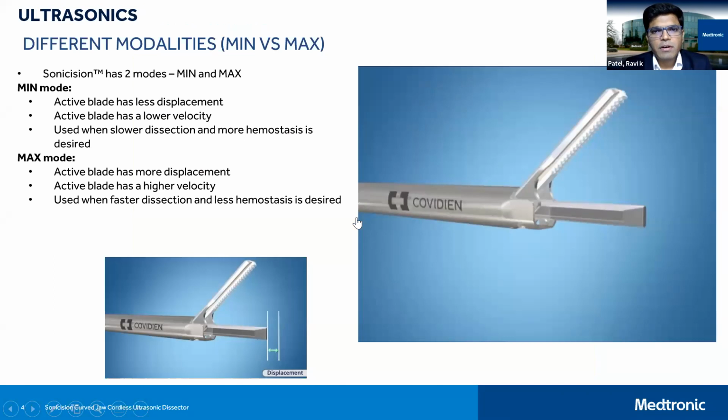Our Sonicision ultrasonic dissector, the first generation device, was launched in 2013. That is the world's first cordless ultrasonic dissector. We received a Red Dot Award for medical design, and at the same time, we also got the Gold Medical Design Excellence Award. They were awarded for the Sonicision cordless ultrasonic dissector because this was the world's first cordless device, where the bulky generator was converted into a size which can fit into the palm of the surgeon.